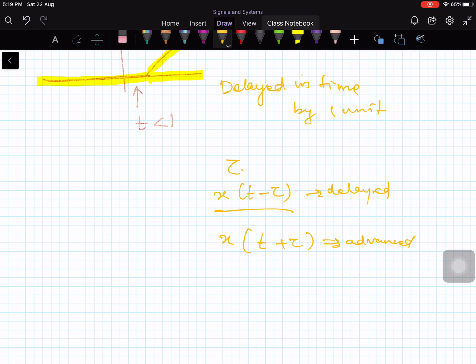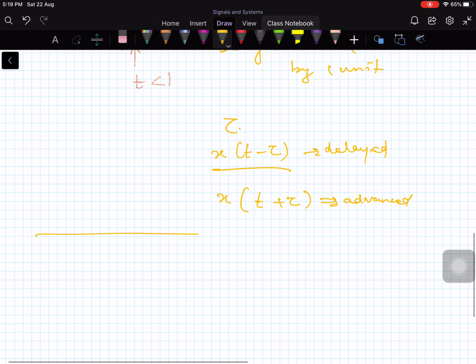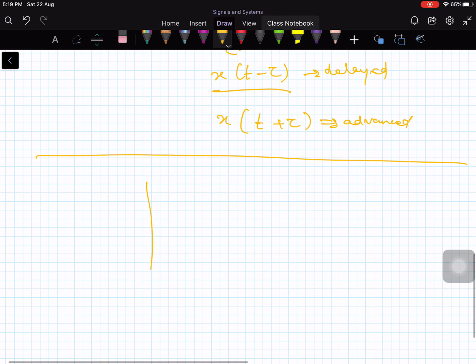Now let me take another example. I have a ramp function. It starts at 1, but now it does not have positive slope, it has a negative slope, like this, minus 1. The slope is negative. So this function is 0 up to this point, and then it goes down, negative slope.